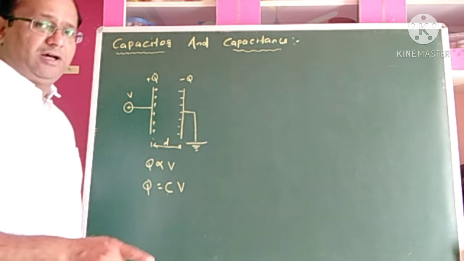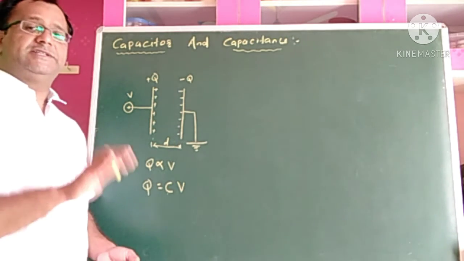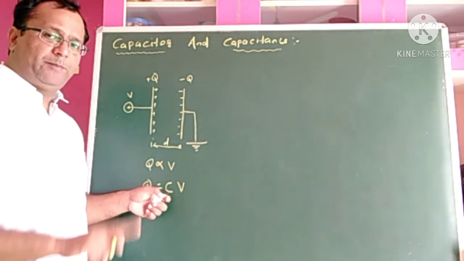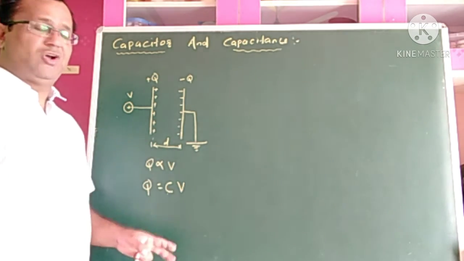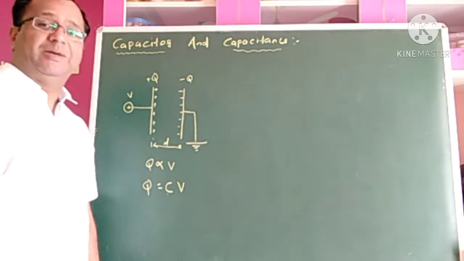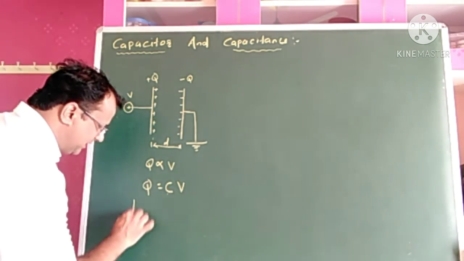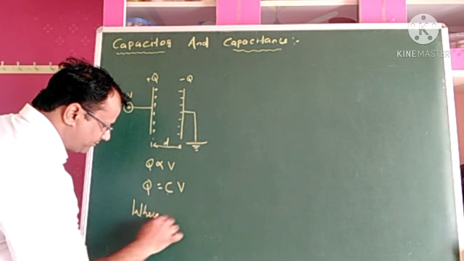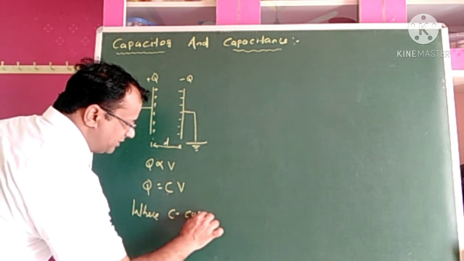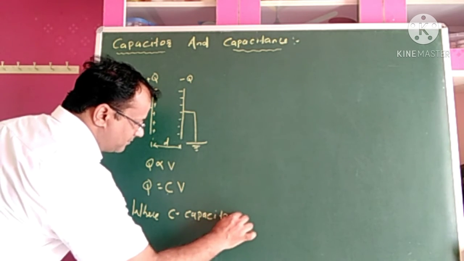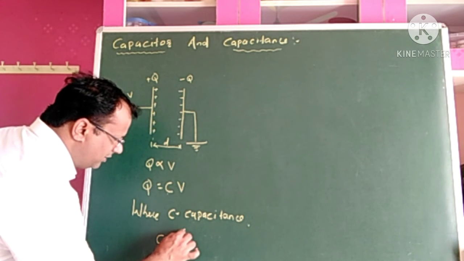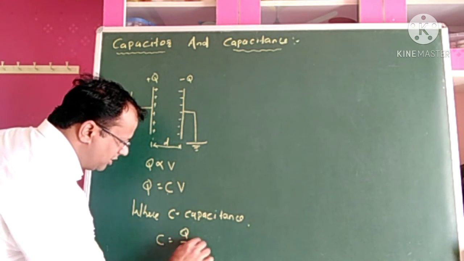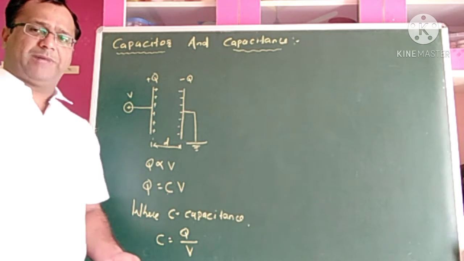Here C is the proportionality constant, and the same constant is called the capacity of a capacitor, or in short, the capacitance, where C is the capacitance. Right? So the equation is C equal to charge upon V, Q upon V. So this is the simple formula of the capacitance.